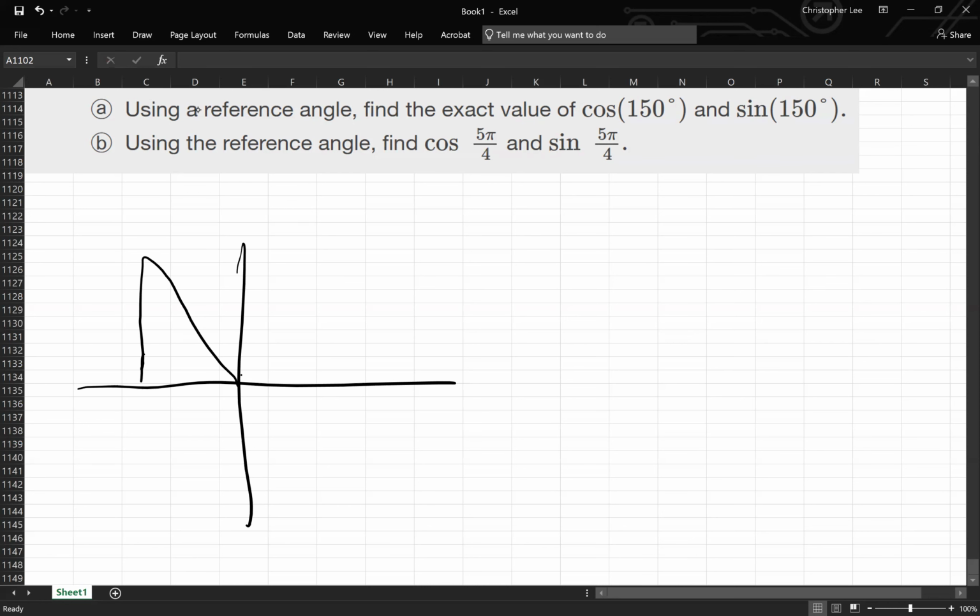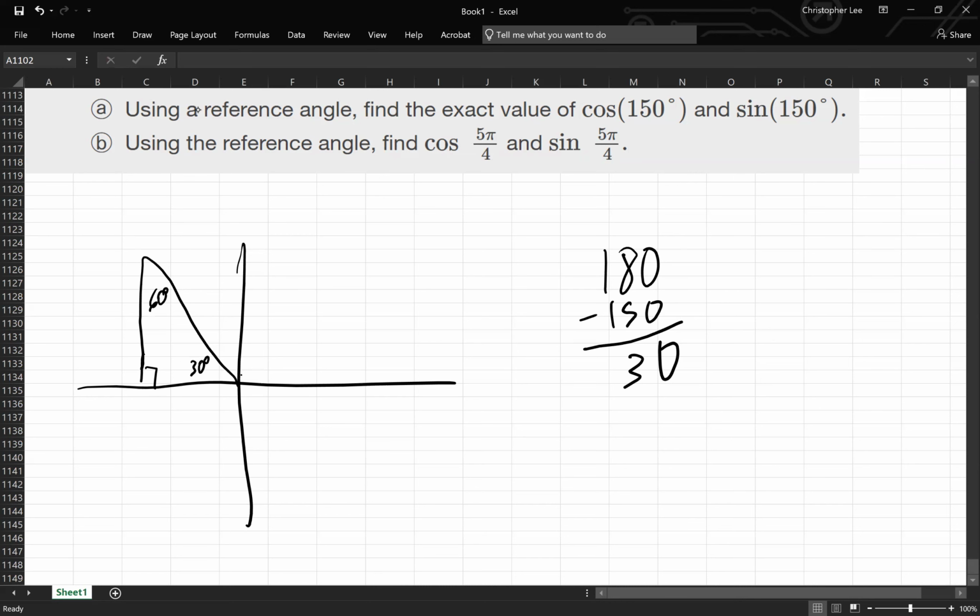So what would I do to figure out what this is? I would take 180 minus this, that should be good. 180 minus 150. This leaves me at 30. So I'm telling you that this angle inside here is 30 degrees. If that's 30, this is 90, this is 60.